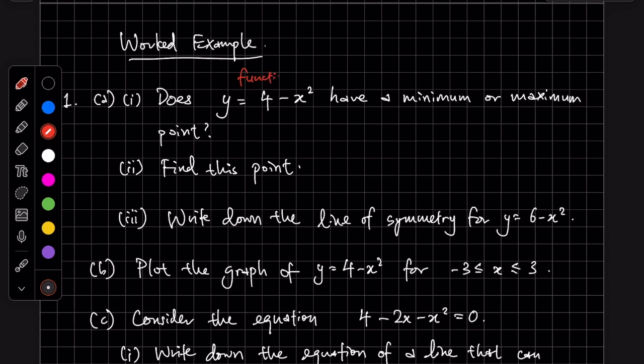I say anything because whether you know the word or not, it doesn't earn you any marks in the exam. It doesn't matter. But I know by right it should be function. So does this function have a minimum or maximum point? How do we tell? y equals 4 minus x squared.